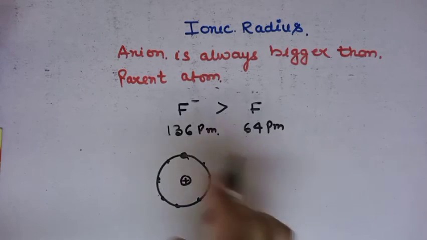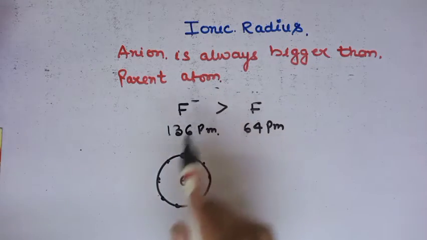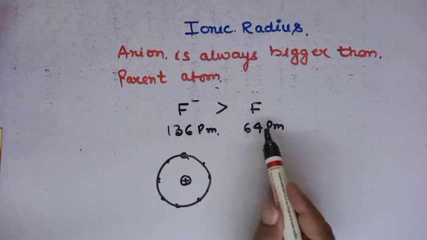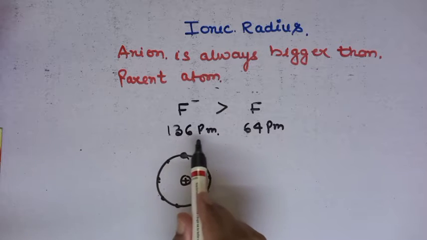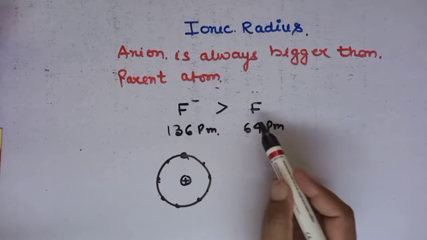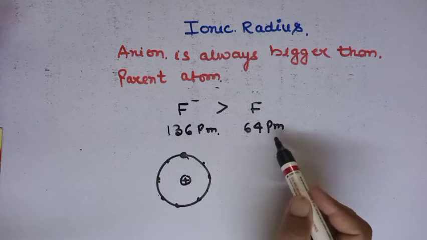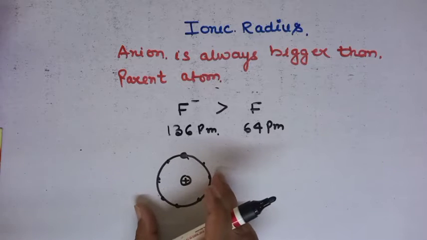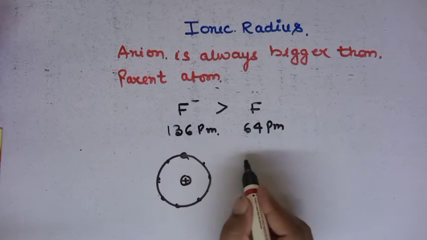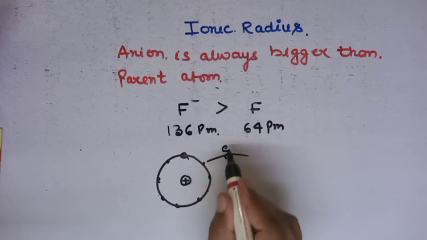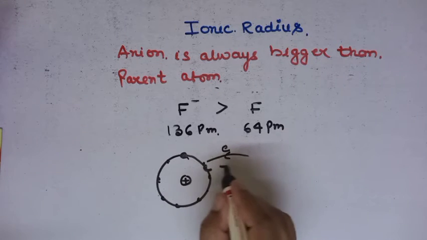And now anion is always bigger than parent atom. As we can see, F minus is bigger than F. F minus is having the radius of 136 picometer, whereas the neutral F atom has the radius 64 picometer. Let this be the fluorine atom. This has the same number of protons and electrons. When it captures one extra electron, let it has captured this electron and acquired negative charge.